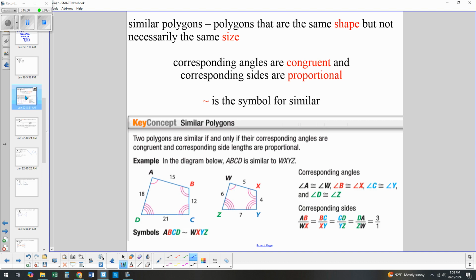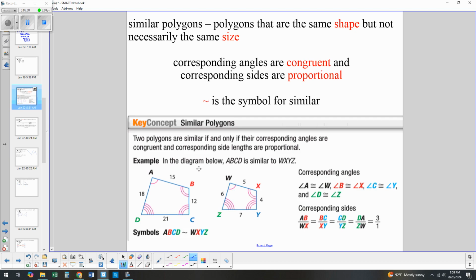So here's the real part of section 8.1, and that is similarity. We have been dealing so far with congruency, when two geometric objects were exactly the same size and shape. But once we introduce dilations, now we're talking about figures that are similar. They're the same shape, but not necessarily the same size. So the corresponding angles are congruent, but the sides are proportional. And the symbol for similar looks like the squiggle that was above the congruent sign, but without the equals, because they're no longer exactly the same.